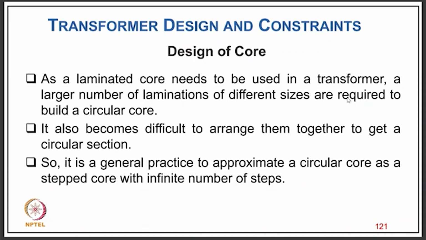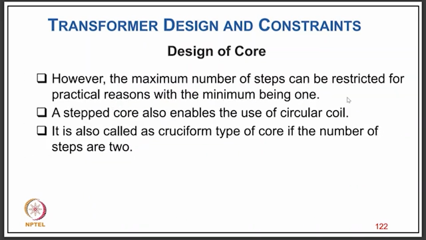Now coming to the design of the core. As a laminated core needs to be used in a transformer, a large number of laminations of different sizes are required to build a circular core, and it becomes difficult to arrange them together to get a circular section. So it is general practice to approximate a circular core as a stepped core with an infinite number of steps. However, the maximum number of steps can be restricted for practical reasons, with the minimum being 1. A stepped core also enables the use of circular coils, and it is also called a cruciform type of core if the number of steps is 2.